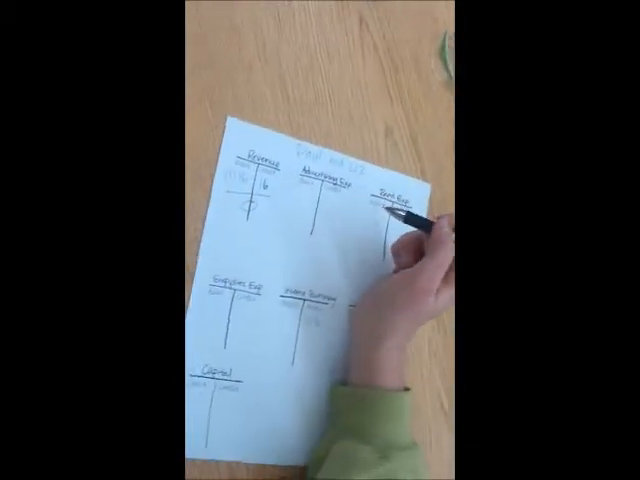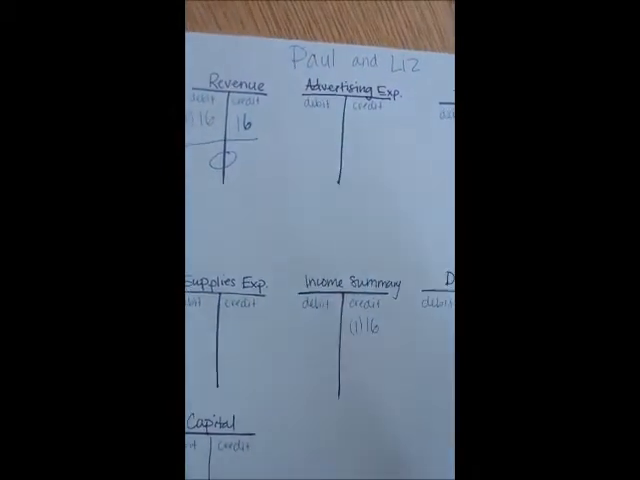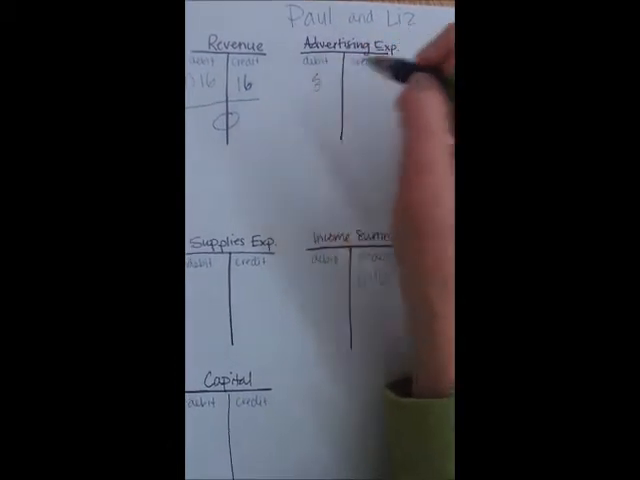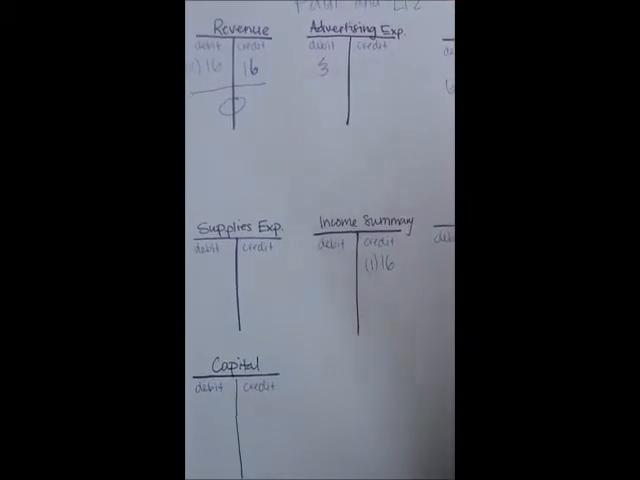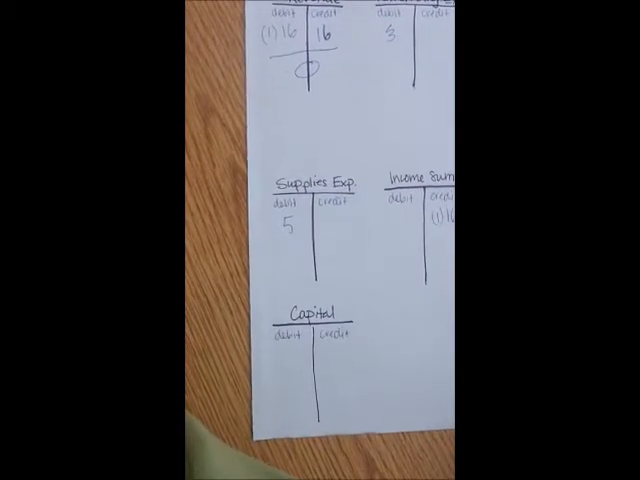Next, we're doing the advertising expenses. Since there are 3 expenses, we're going to close them all at the same time. There are 3 in the advertising, 6 in the rent expense, and then 5 in the supplies expense, and they're all debited because they're expenses.